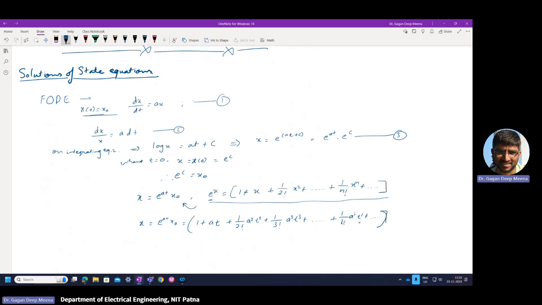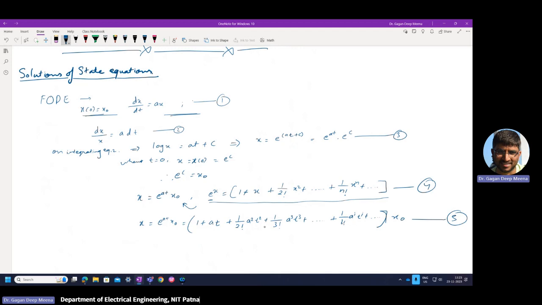So that's my e to the power at, and it's multiplied with x0. Okay, so this was for the case of a scalar equation. Here we had a scalar quantity in the differential equation and we solved it. If I want to keep it as equation number 4 and then equation number 5, equation number 5 is my solution for this particular equation number 1. So this first order differential equation with the scalar quantity here can be solved like this.